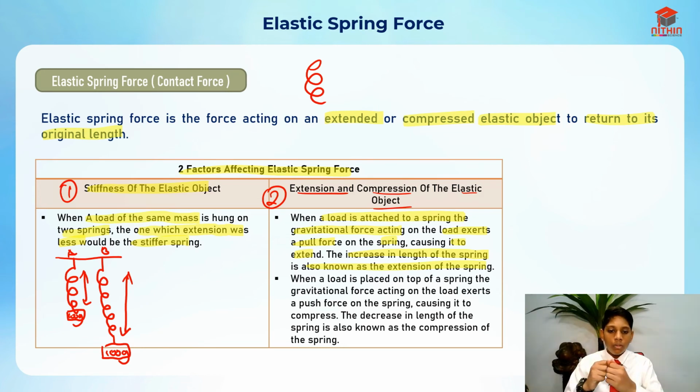So when you extend the object more, it actually has more elastic spring force in it. Okay, so next, when a load is placed on top of a spring, the gravitational force acting on the load exerts a push force on the spring. Okay, so here is a pull force and here is a push force, causing it to compress. The decrease in length of the spring is also known as the compression of the spring. So in this case, when the spring is compressed more, it actually has more elastic spring force in it.